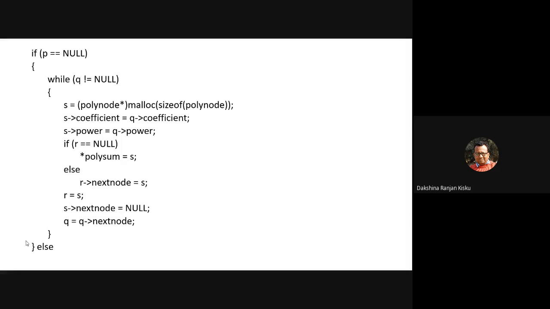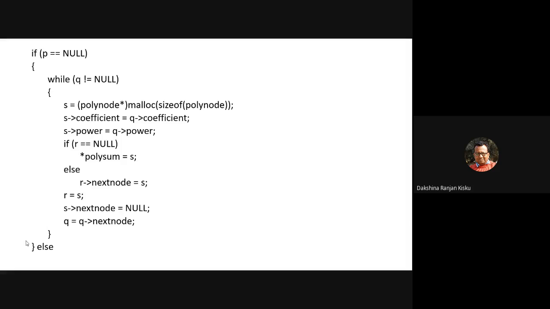So in that case, all the coefficients of the non-zero terms of the q polynomial, and the exponent part of all non-zero terms of the q polynomial, will be assigned to s coefficient and s power. Okay, and the rest of the operation will be the same. That is, if r equals null, then we will assign s to the polysum pointer. Otherwise, our next node will be assigned by s. Then we will make r equals s, and s next node will be assigned null. Okay, and we will advance the q pointer.